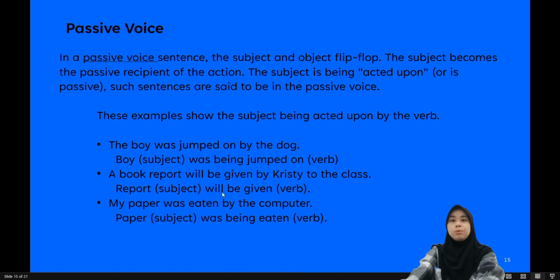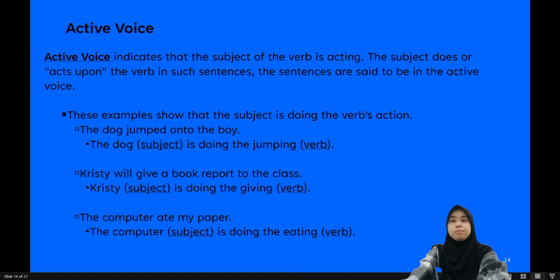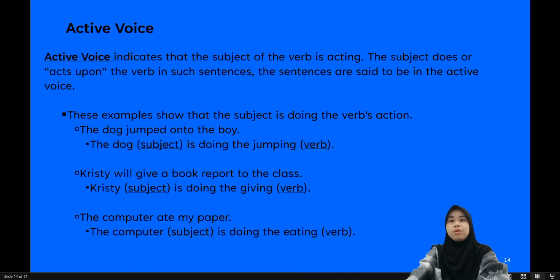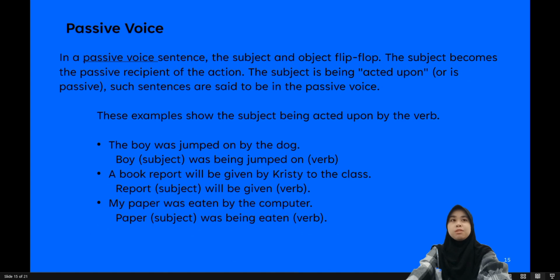"Report" is the subject, "will be given," being verb, be given. And then, "my paper was eaten by the computer." "Paper" here is the subject, and "eaten," "being eaten," being verb. Look, this is the active voice, and here is the passive voice.